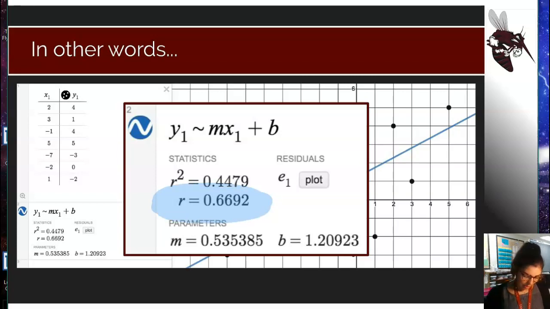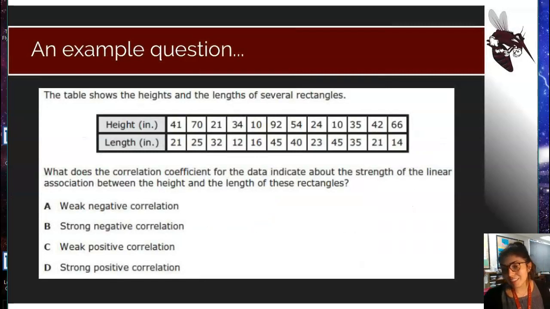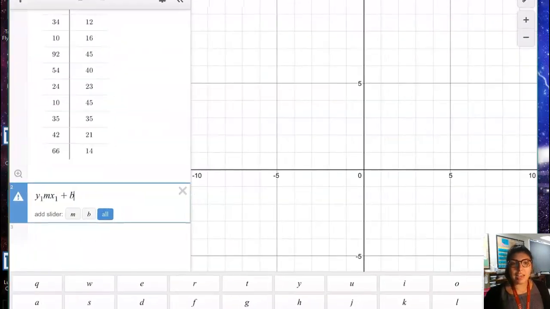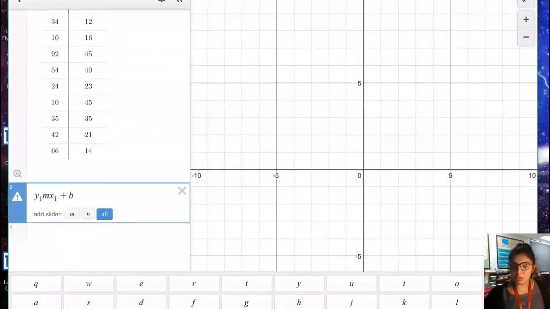Now the way that we do this for a problem, it's going to give us a bunch of data, the heights and lengths of several rectangles. What does the correlation coefficient, or R value, for this data indicate about the strength of the linear association between height and length of these rectangles? We need to decide if it's strong, weak, positive, or negative. So here's how we do it. I'm going to switch over to an app called Desmos. This app allows students to do linear regressions at home without the use of a yellow school calculator.